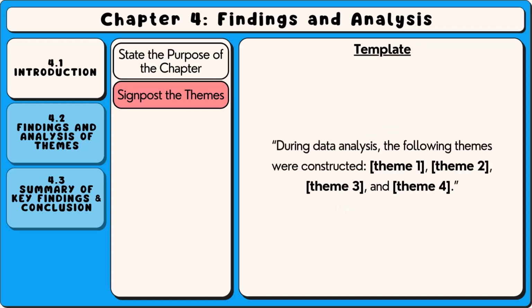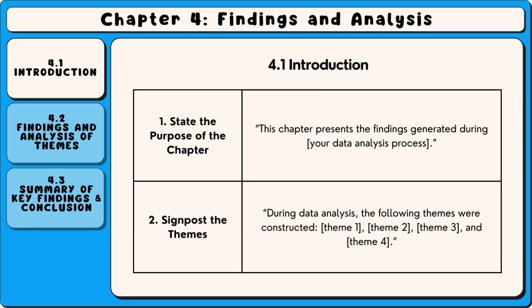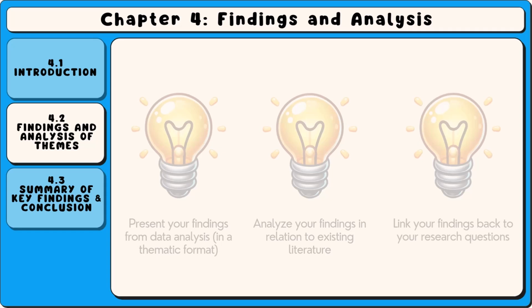Here's a template. During data analysis, the following themes were constructed: Theme 1, Theme 2, Theme 3, and Theme 4. Here's an example. During data analysis, the following themes were constructed: disempowerment and resignation, changing roles in the workplace, generative AI as a beast to be tamed, and despair for the future. That brings us to the end of section 4.1, the introduction to the findings and analysis. In this section, you should have stated the purpose of the chapter and signposted the themes that you will discuss throughout the chapter. Section 4.2 outlines the findings and analysis of themes.